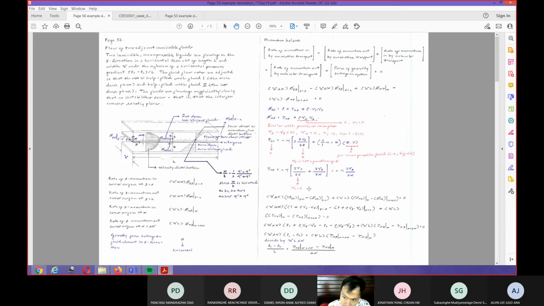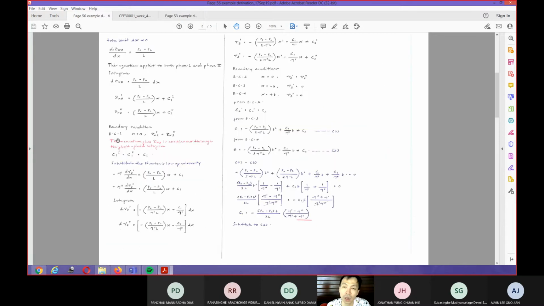Once we continue here, because Vz is not a function of z, the Vz at z equal 0 will be the same as the Vz at z equal L. So these two will cancel each other. As a result, we have only a pressure term. Then we simply have this particular equation that we can convert into the differential form. Then we integrate for both phase 1 and phase 2.